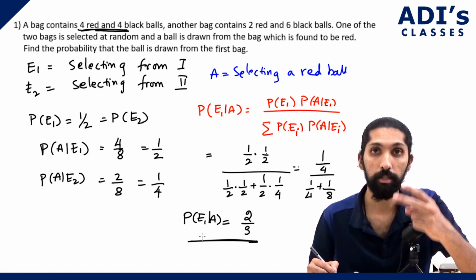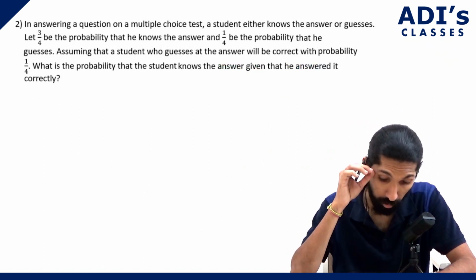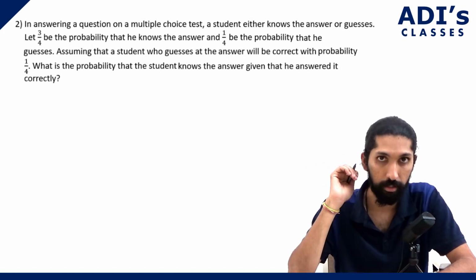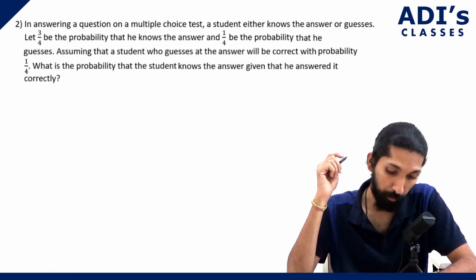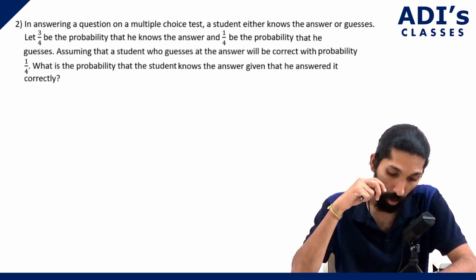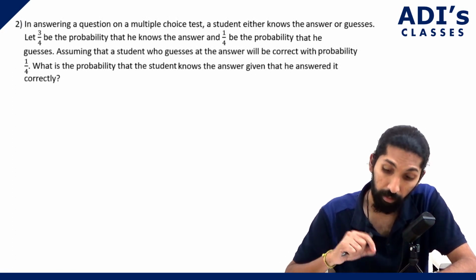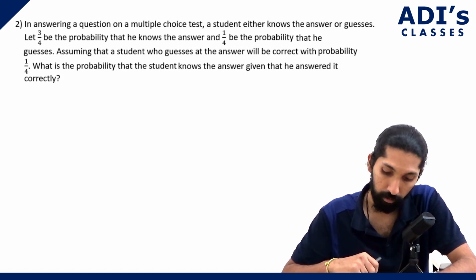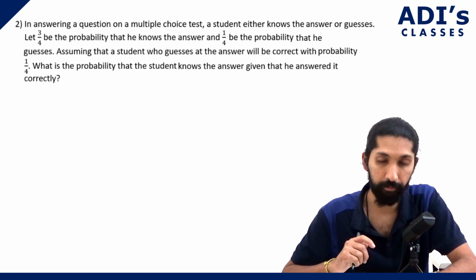Alright, now let's do the second problem. Look at the second question. In answering a question on an MCQ, multiple choice test, a student either knows the answer or guesses. 2 events are there: knowing the answer, guessing the answer. Let 3 by 4 be the probability that he knows the answer and 1 by 4 that he is guessing. Assuming that the student who guesses at the answer will be correct with probability 1 by 4, what is the probability that the student knows the answer given that he answered it correctly?